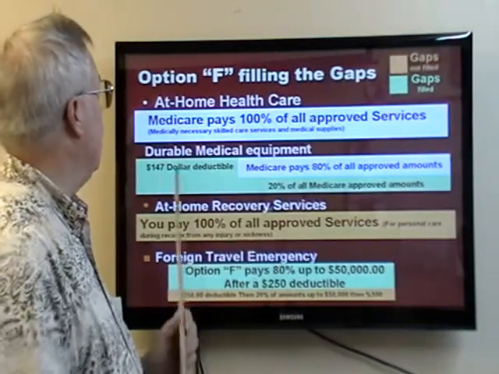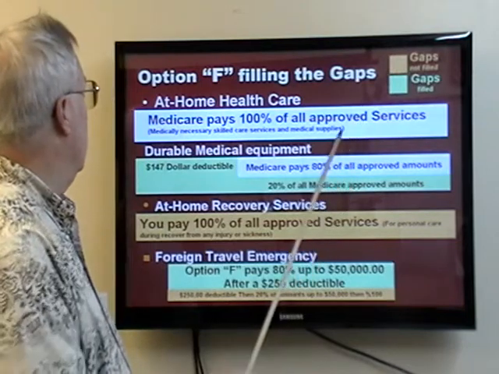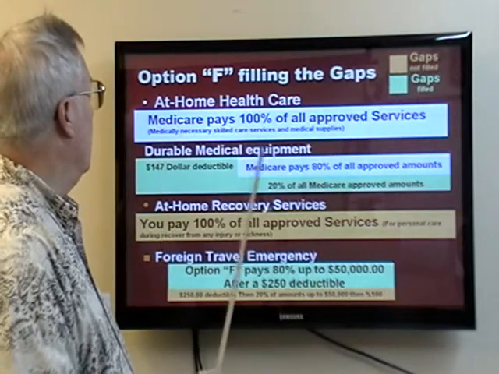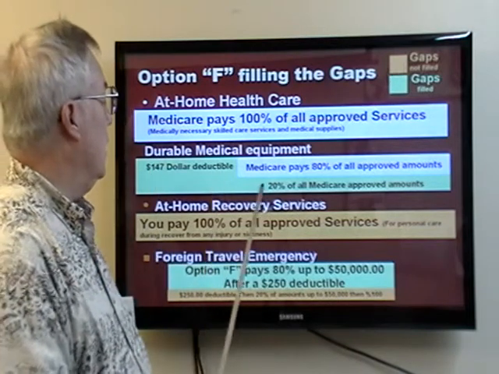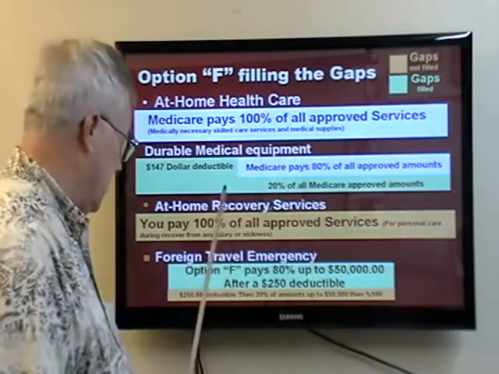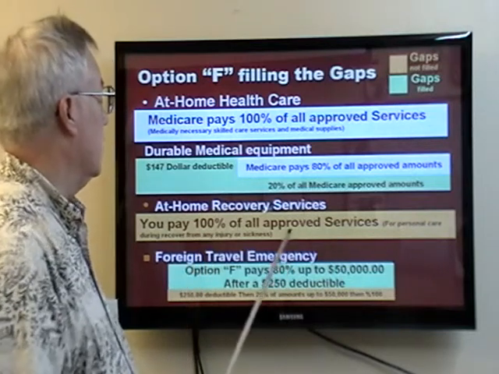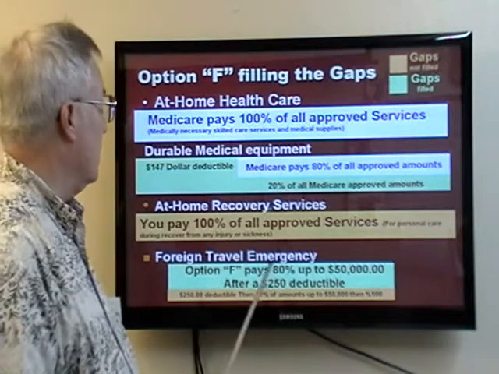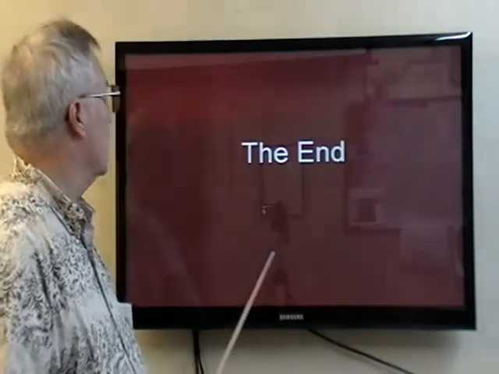And filling some more gaps, at-home health care. Medicare pays 100% of the approved services that are medically necessary. The durable medical equipment is paid, the $147 deductible, and then the 20%, because this kind of falls under Part B too. At-home recovery services, you pay 100%. And then foreign travel, Part F does cover foreign travel. It is limited.